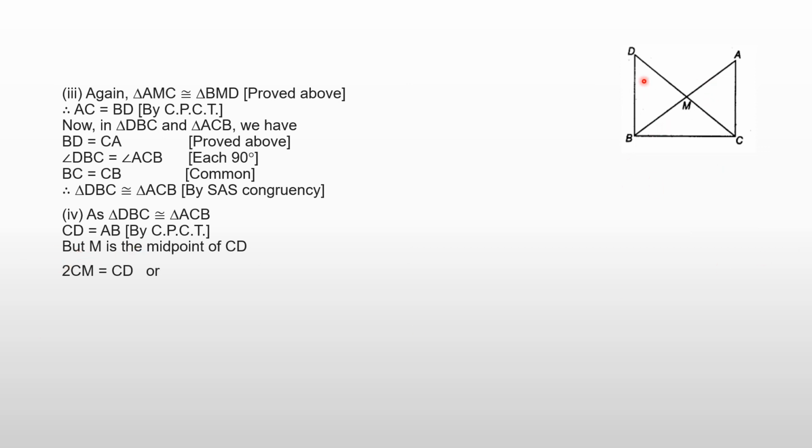M is the midpoint of CD, as well as M is the midpoint of AB. Means we can write 2CM is equal to CD or 2CM is equal to AB, because M is the midpoint of both AB and CD. We need to prove CM is equal to half AB, so instead of CD we use AB. We can write CM is equal to half CD or half AB. So CM is equal to half of AB. So all the 4 points we have proved. So this is our proof.